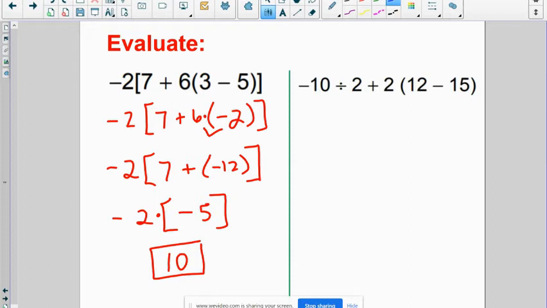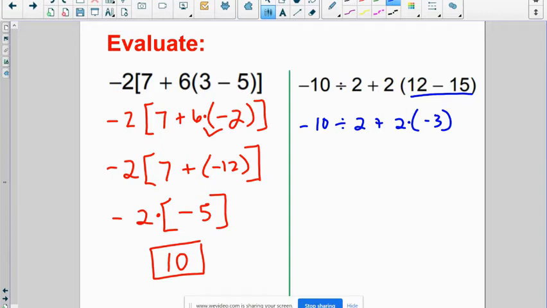All right, we're back. Hopefully you took the time to check it out on your own. We take a look at our problem, and again, we start with PEMDAS. So we want to go with the parentheses first. 12 minus 15, which is negative 3, keeping everything else the same. So now when we look at our problem, we have division, we have addition, and we have multiplication. Remember, that's that hidden multiplication.